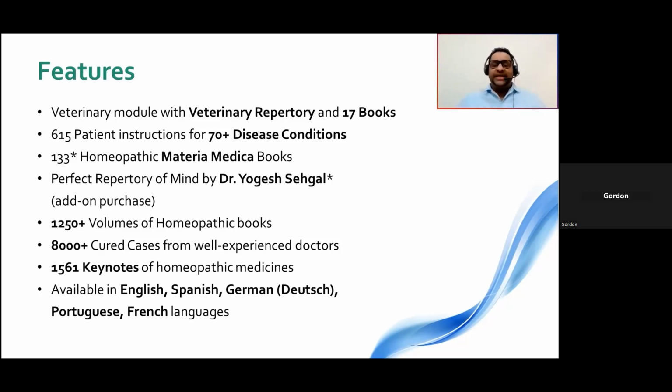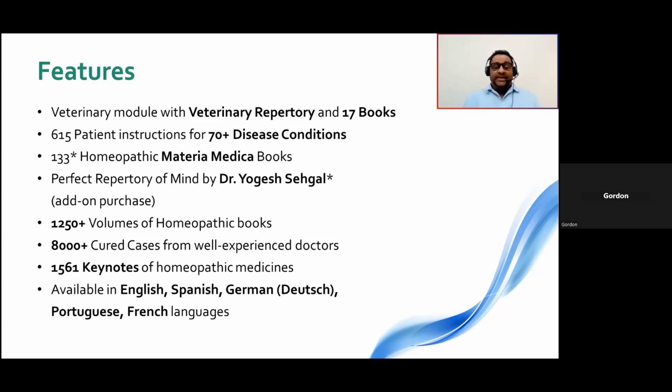615 patient instructions for 70-plus diseases, 133 materia medica books. Wow, this is amazing. Look at these numbers. All this will be with you once you have Zomeo. Now, there are some things which you could also add. That's the Perfect Repertory of Mind by Dr. Yogesh Sehgal. We all know what importance the mind chapter has in homeopathy, don't we? To know more, you could always ask for a demo and we could elaborate on how the software works, right?